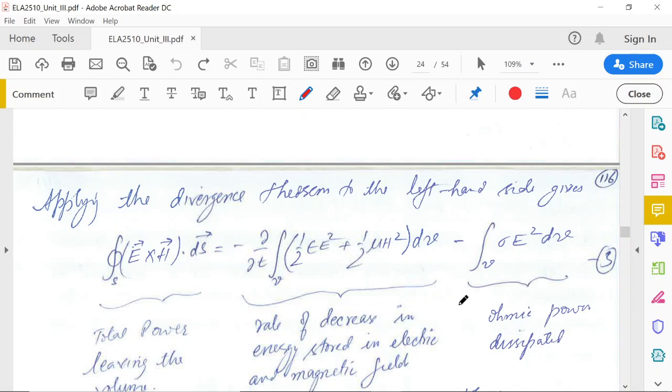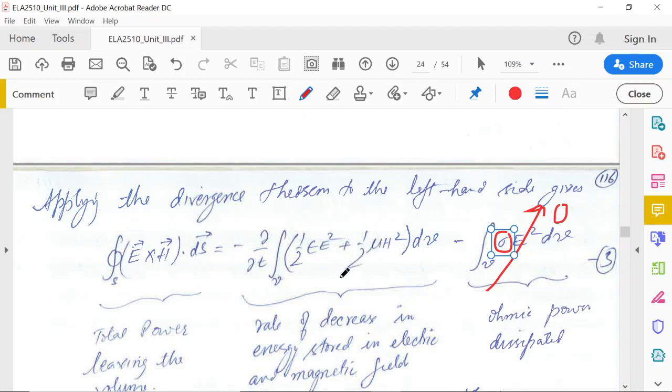Let's understand this step by step and make it simple. Let's assume that the dielectric or the medium is lossless. For lossless media, sigma will become zero. So for this time, let's assume this part will become zero because sigma will be zero for the lossless medium. So for the lossless medium, this equation remains, and this term will be zero.